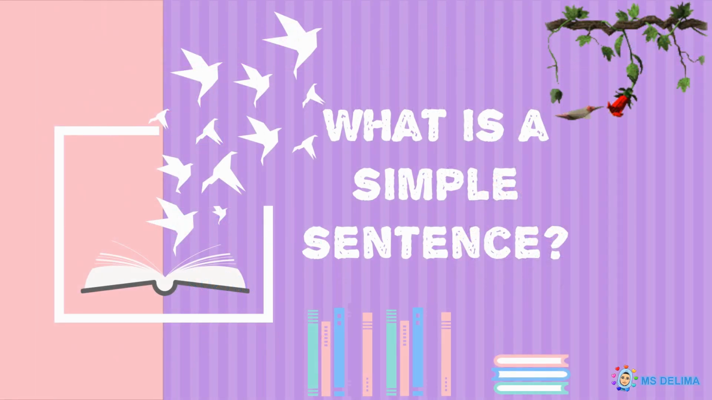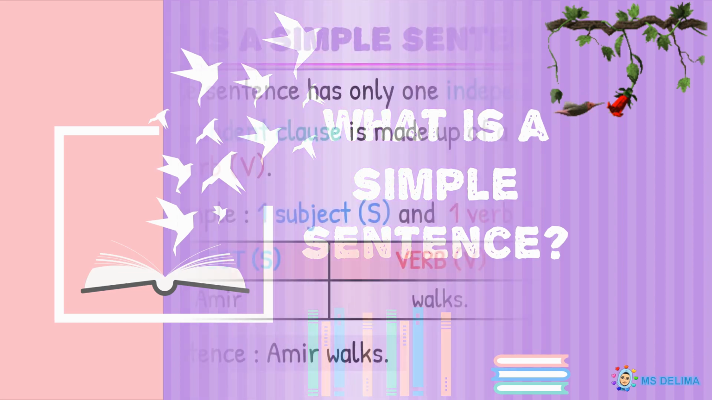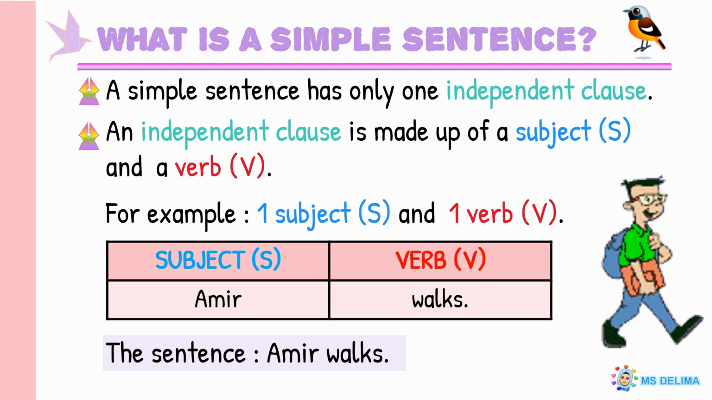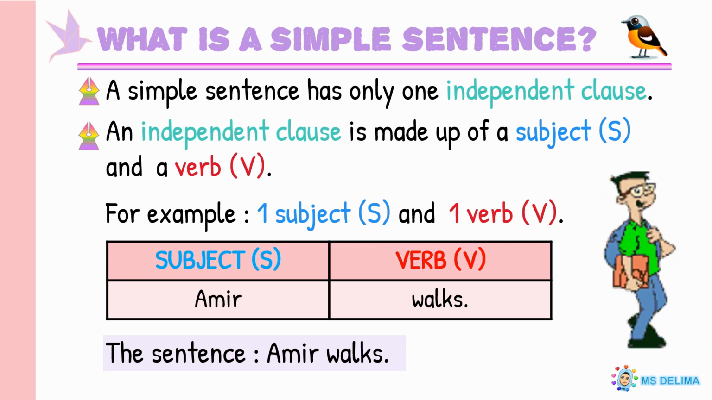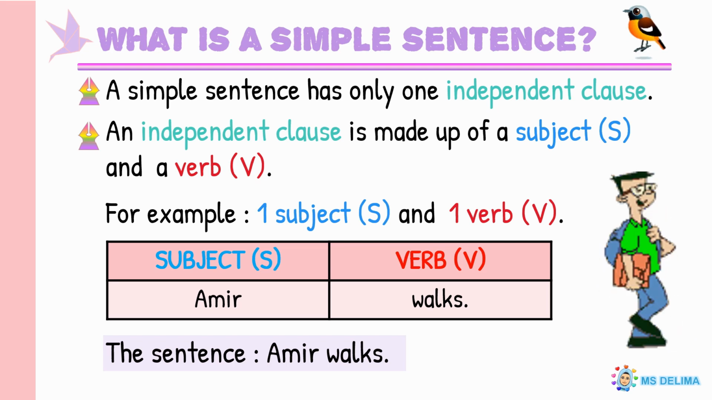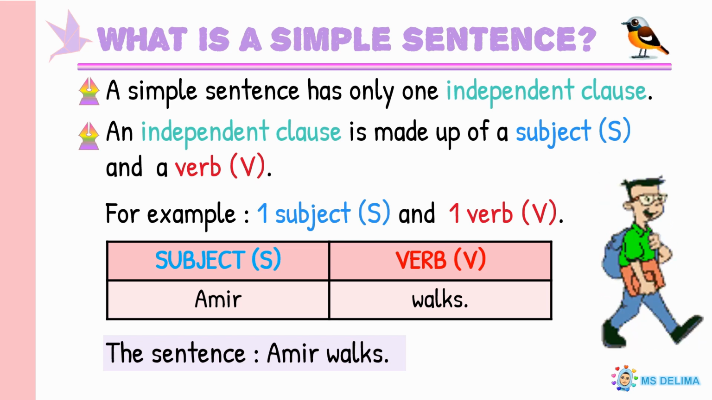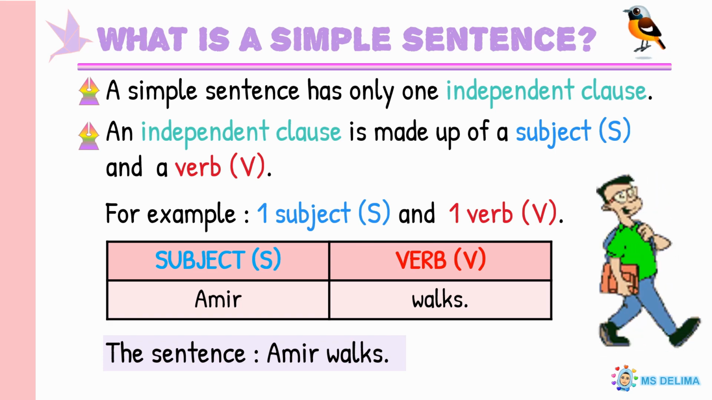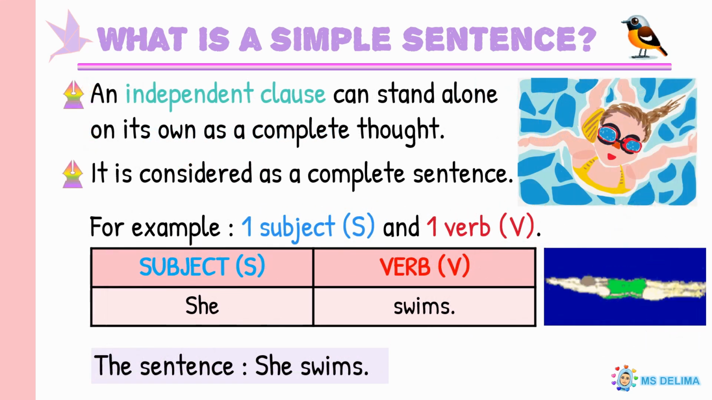What is a simple sentence? A simple sentence has only one independent clause. An independent clause is made up of a subject and a verb. For example, one subject and one verb. The subject here is Amir and the verb is walks. So the sentence is Amir walks. An independent clause can stand alone on its own as a complete thought. It is considered as a complete sentence.